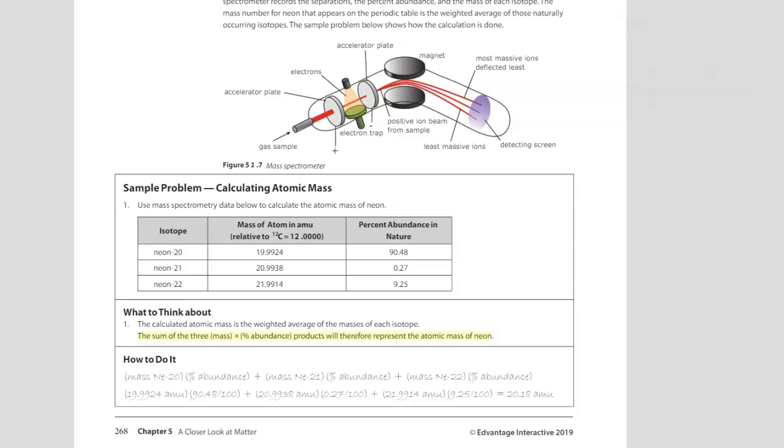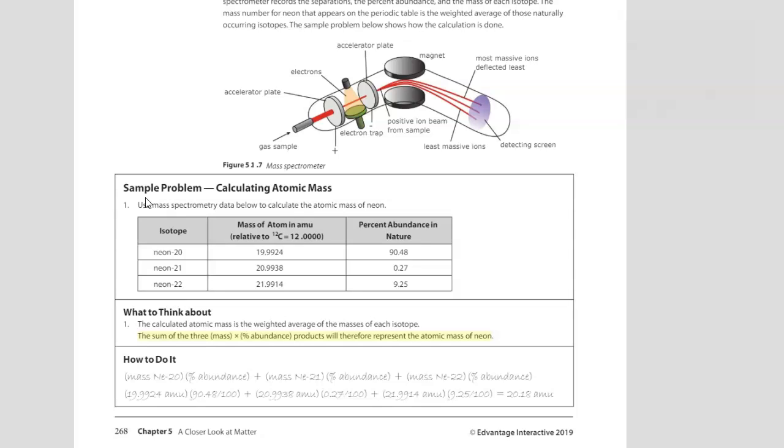So we're back to our book, back to the page we were on, 268 of our textbook, 276 of our ebook. And we're looking at the sample problem here. It says to use mass spectrometry data below to calculate the atomic mass of neon. And if we were to see this in a graph, we'd see 3 peaks, one at 20, one at 21, one at 22 on the x-axis.